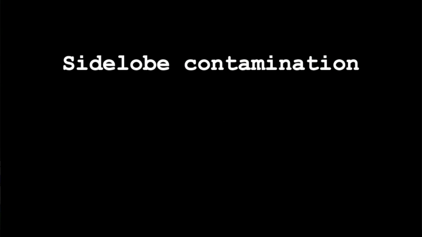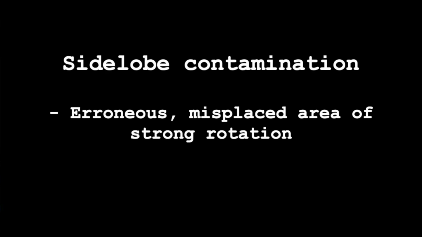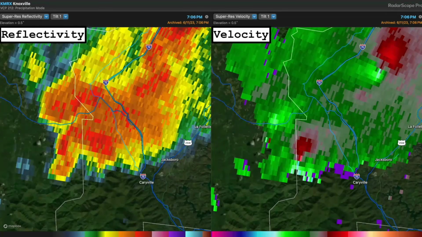Side lobe contamination manifests itself in velocity data as an erroneous area of rotation that can mimic a strong mesocyclone or tornado vortex signature, but is displaced from where rotation should be located within the storm. In other words, a side lobe contamination-induced couplet will not be co-located with a supercell's hook echo or rear flank. Side lobes are also the reason why ground clutter occurs, as they interact with objects at the ground rather than the main lobe. Let's take a look at an example.